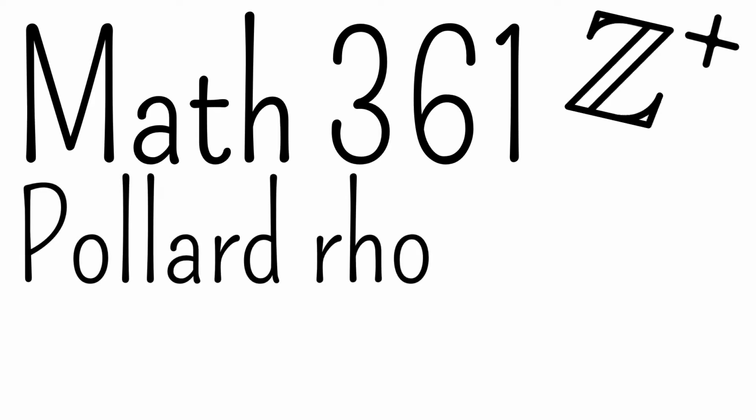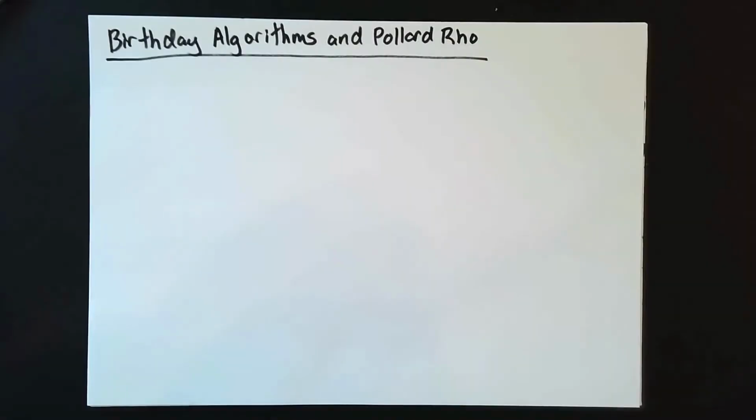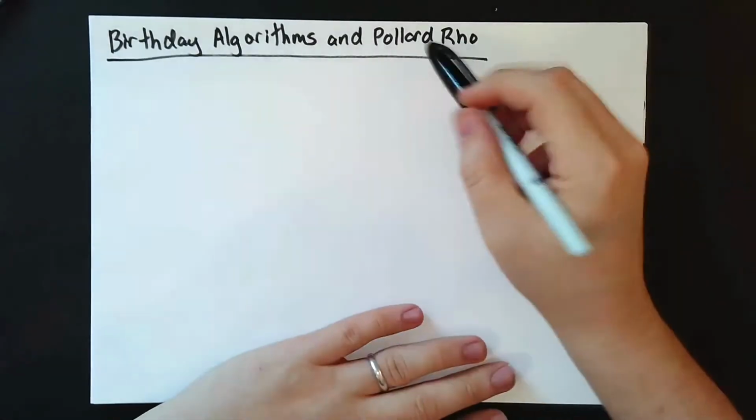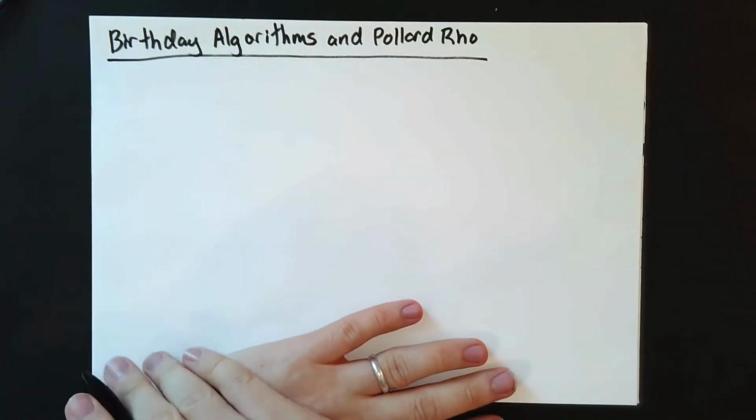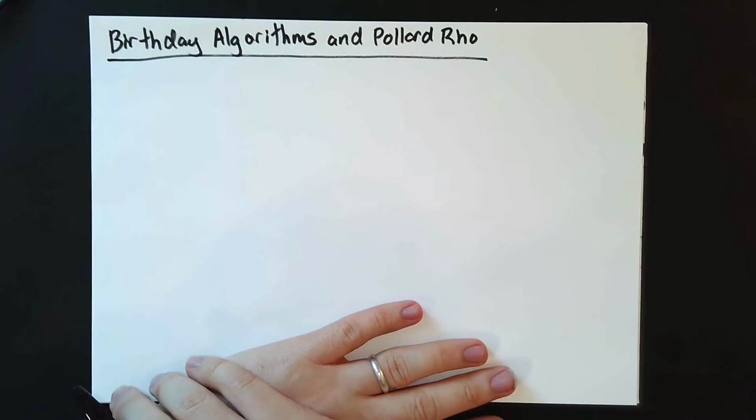Hello everyone. My goal in this video is to summarize what I've called birthday algorithms and Pollard rho, and to show you both how these things work by writing it down, but also to show you some examples of it actually happening. Now, in the end, there's going to be a Pollard rho algorithm for calculating discrete logs and a Pollard rho algorithm for factoring.